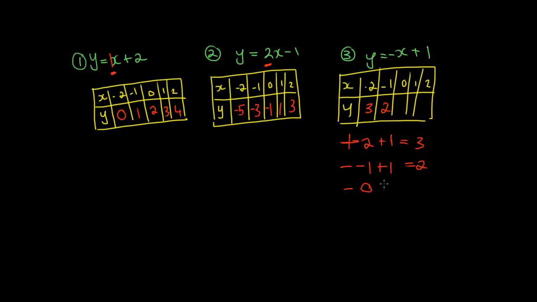-0 plus 1, well, that's just 1. And then negative x, when x is 1, plus 1, well, -1 plus 1 is 0. And for 2, -2 plus 1 equals -1. Look, it's going 3, 2, 1, 0, -1. It's going down by 1, and actually that's what's there. It's a -1 there.